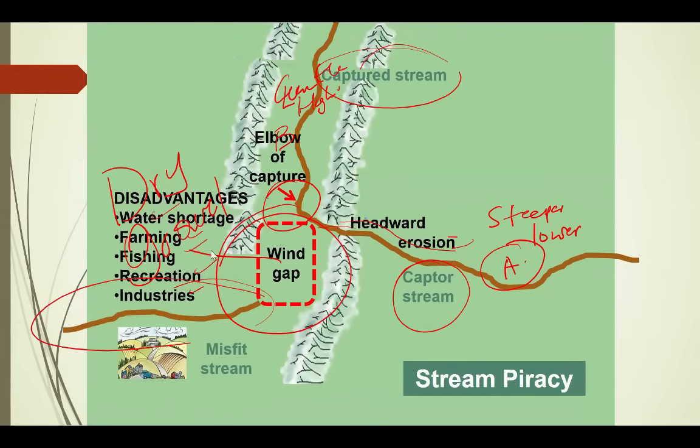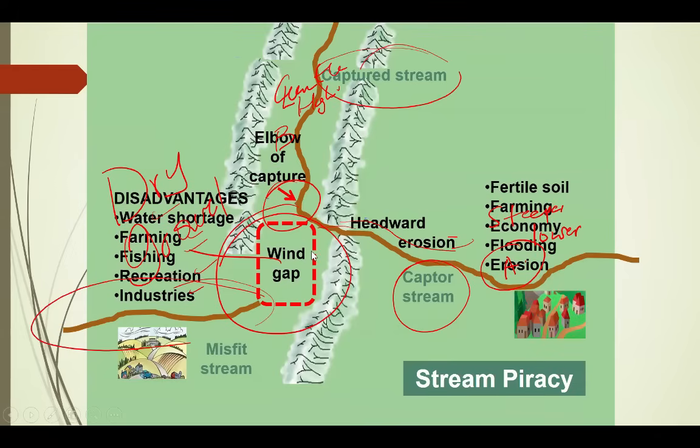But now, what is going to happen where the river has gained more water? The soil will be fertile, there's going to be more water for farming, the economy will grow, there are high chances of flooding and high chances of erosion. So, this is what might happen to the people that are living here.